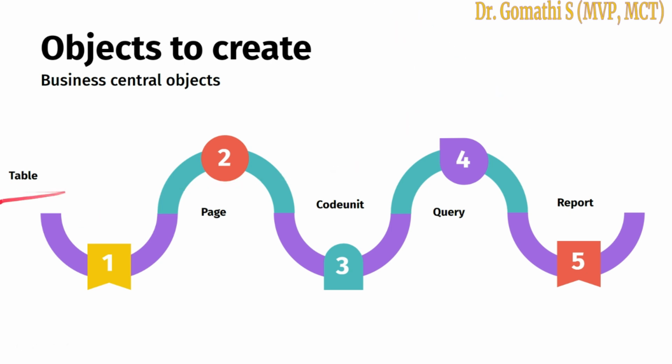Okay, so you can create a table and a page. These two are necessary, compulsory. Other than that, codeunit: you can write the business logic in the codeunit. You can even write that logic inside the page, but that is not advisable. You have to write it in the codeunit. Query and report are not mandatory, but they should be there in almost all projects.